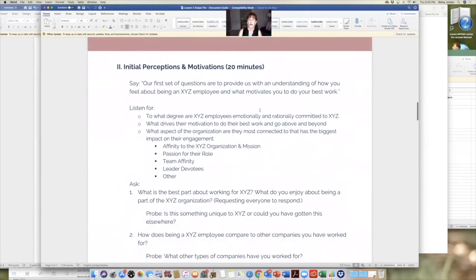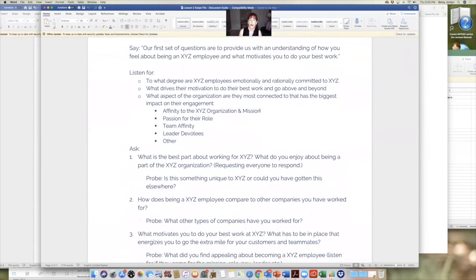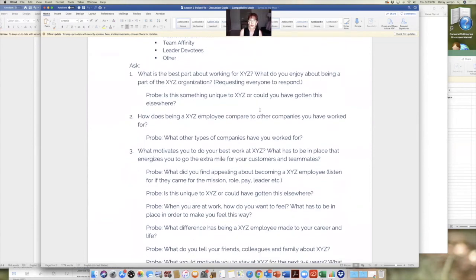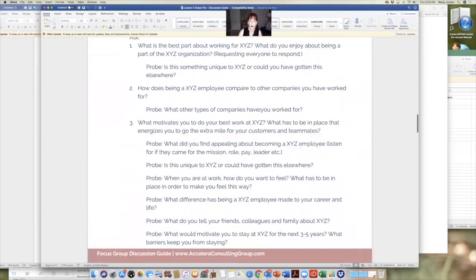And then you always start off with the softball questions. I always start off with, what's the best part about working here? What's your least favorite thing about working here? Is it unique to here or can you get it somewhere else? That kind of thing. The probes are just as important as the questions. The questions are what you lead with, but if you don't listen for what the outcomes are, if you can't hear it, then I always include probes to make sure that you're understanding it. Probes are where all the magic is.